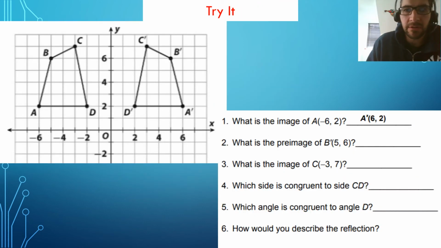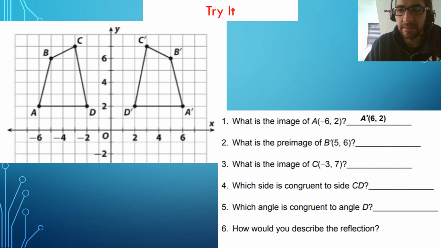So now try one on your own. Here are some questions to answer about this transformation. The first one has been done for you. Number 1 asks, what is the image of A, which has coordinates of -6, 2? The answer is A prime, which has coordinates of 6, 2. Question 2 asks, what is the pre-image of B prime, which is 5, 6? Did you get B, which has coordinates of -5, 6?